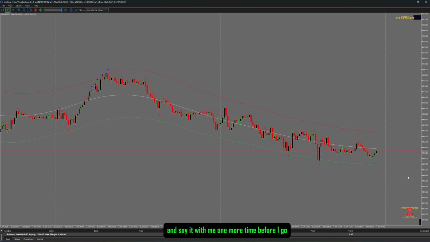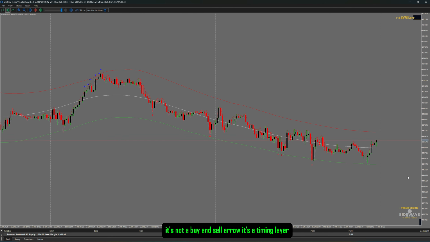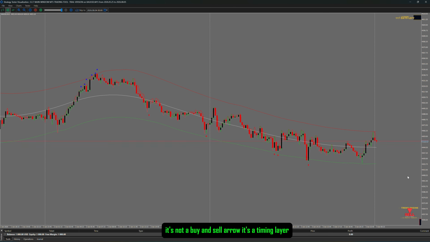And say it with me one more time before I go. It's not a buy and sell arrow, it's a timing layer.